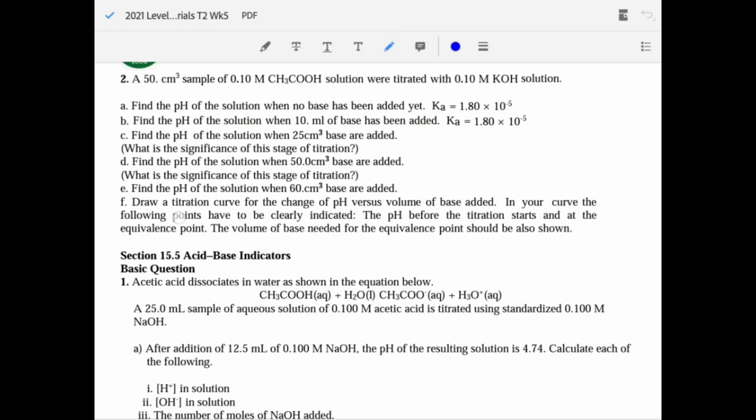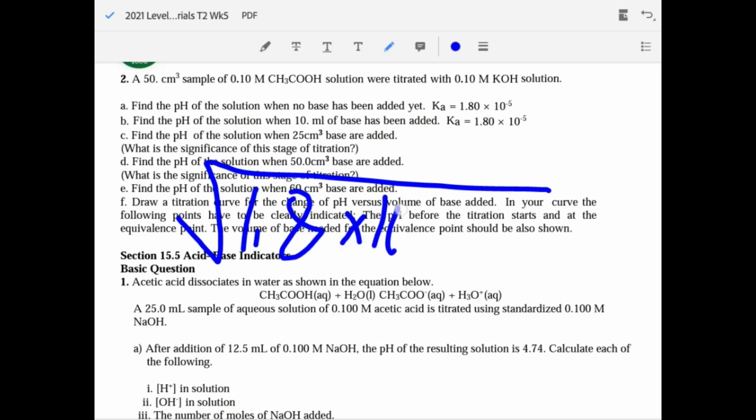So a quick way to do it is just square root the OH minus, or H plus, square root of 1.8 times 10 power minus 5 times 0.1. This is the H plus. Then you do minus log of that, and you get 2.87. And let me just pull it up here. 2.87.